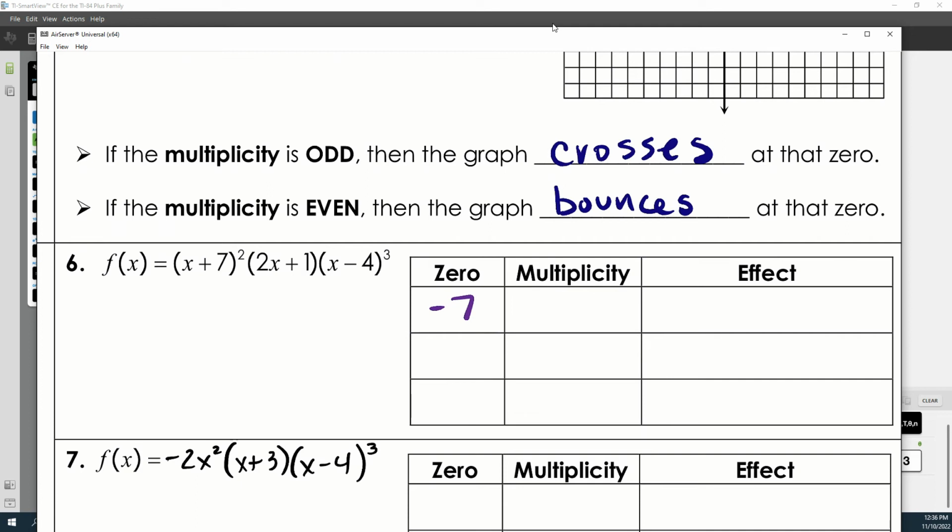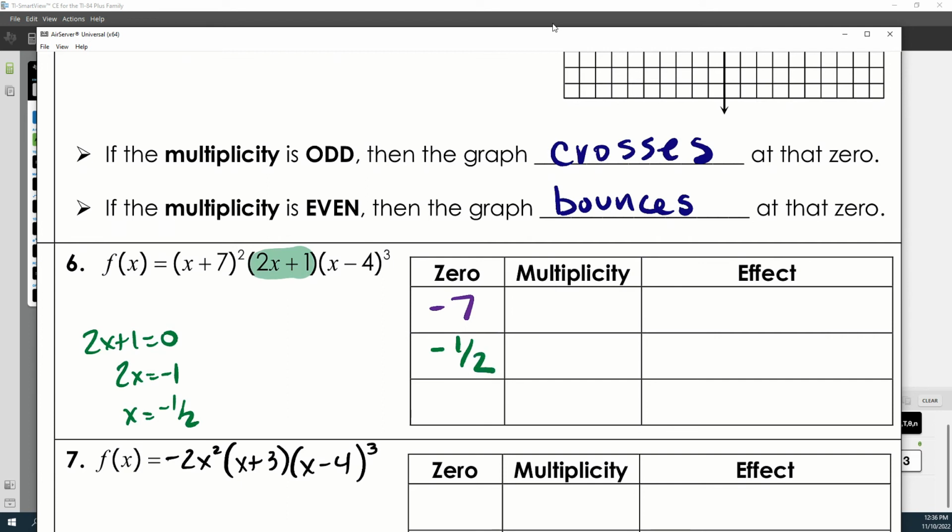Now the next one is different. Because there's a 2 in front of the x, it is not just going to be -1. So I'm going to come over and I'm going to solve it. And then you guys can decide how you want to do ones like this. So we would subtract 1 and divide by 2. So our 0 is going to be -1/2.